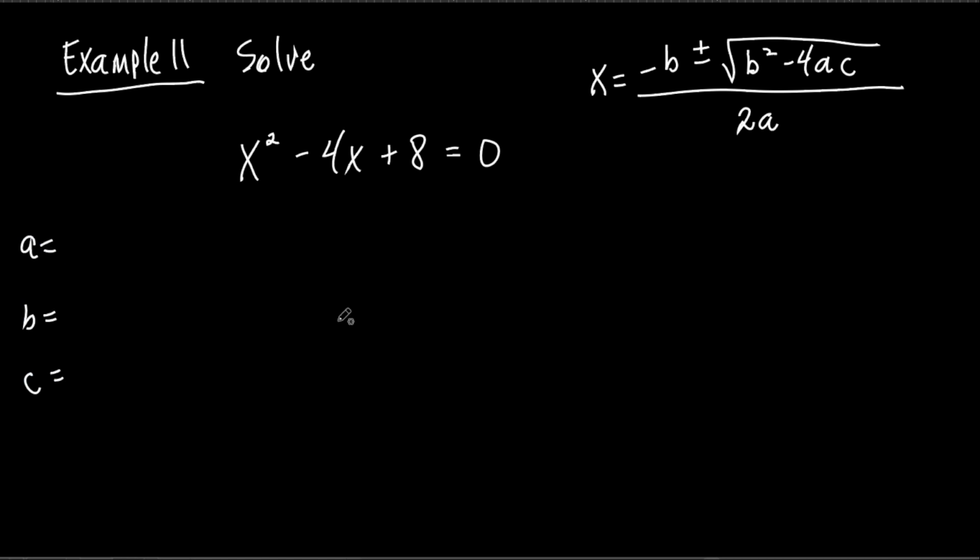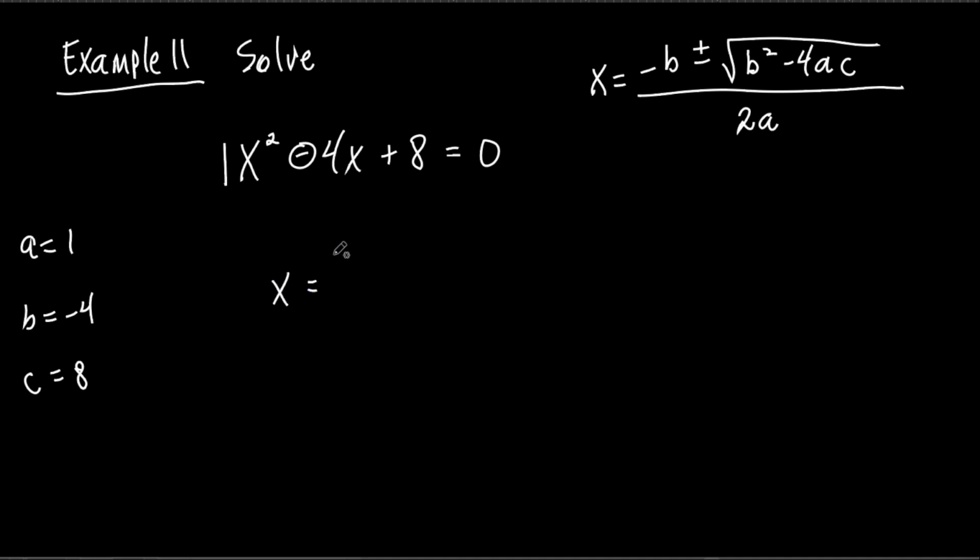All right, so what's the a in this situation? It's a 1, right, because that's the 1 right there. Remember, it's ax squared plus bx plus c equals 0. So the a is 1, so put a 1 right there. What is the b? It's negative 4. Okay, always take the sign out in front. So it's a negative 4. And what's the c? It's 8. Now we plug and chug.